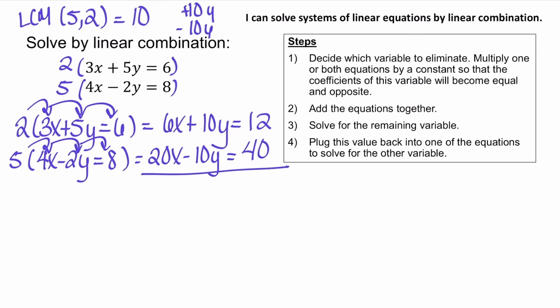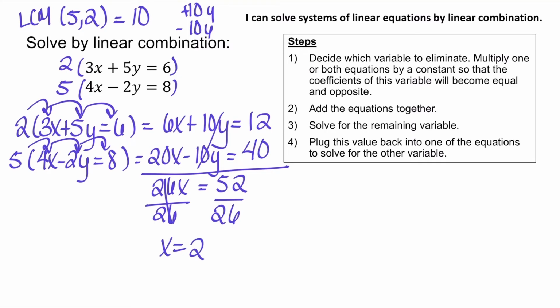So I have 6x plus 20x, which is 26x. Plus 10y and minus 10y will cancel, and then I have 12 plus 40, which is 52. So now to solve for x, I'm going to go ahead and divide both sides by 26. And when I do that, I end up with x equals 52 divided by 26, which is 2.